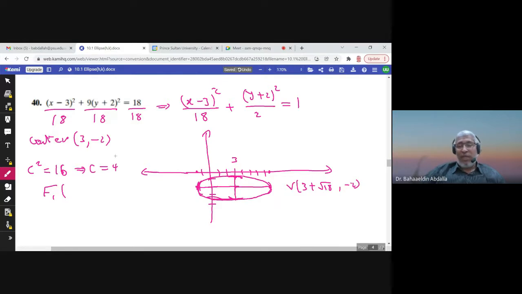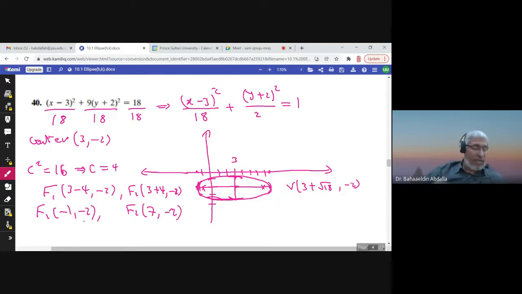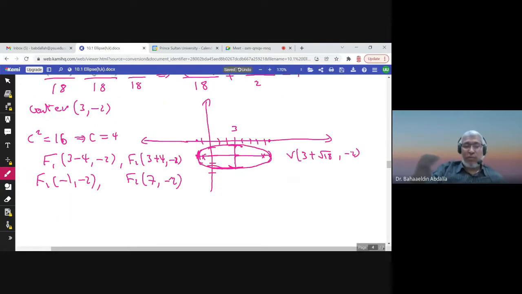The center is 3, negative 2. I'll go right and left. So 3 minus 4 and negative 2. Focus 2 would be 3 plus 4 and negative 2. So focus 1 has coordinates negative 1 and negative 2. Focus 2 has coordinates 7 and negative 2.